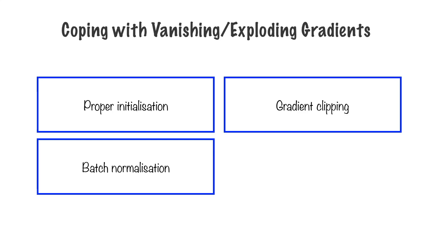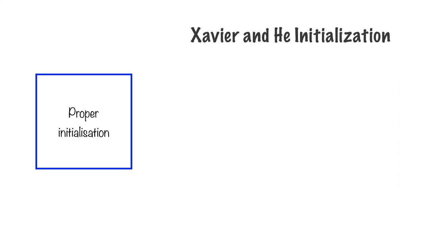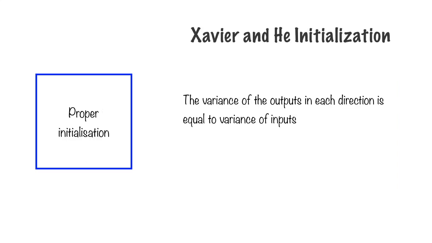This basically involves normalizing or scaling your neuron output so that they're centered at zero and basically vary within a certain range. Vanishing and exploding gradients can also be mitigated by using the correct activation functions. You need a non-saturating activation function so that your gradients remain even and don't suddenly disappear or suddenly explode. We'll study each of these in turn, starting with proper initialization.